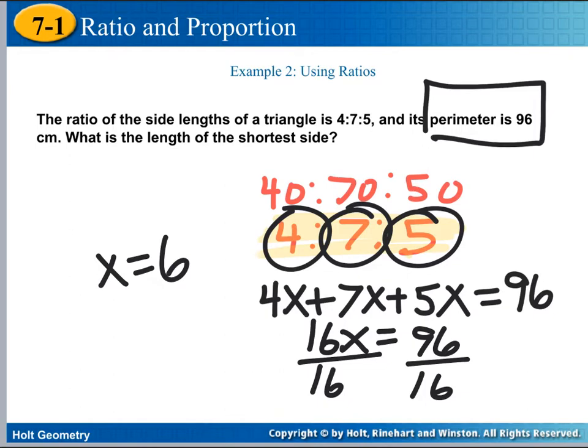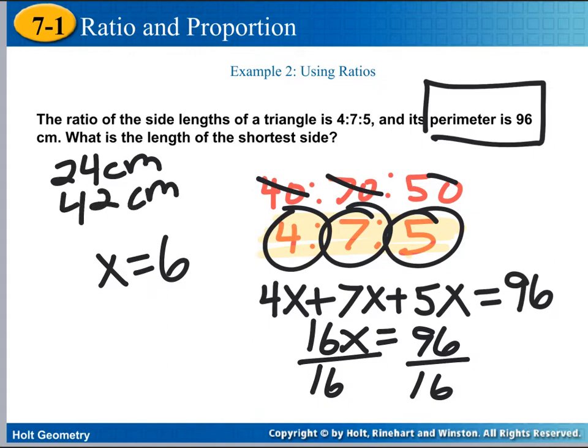So I can see that my side lengths are not 40, 70, and 50. I'm going to take 6 times 4. My side lengths are going to be 24, and it's in centimeters. So I have a side of 24 centimeters. 7 times 6, I have one that's 42 centimeters. And 6 times 5, I have 30 centimeters. The actual question said, what was the shortest side? Well, I can see that my shortest side was 24 centimeters. So that would be my answer.